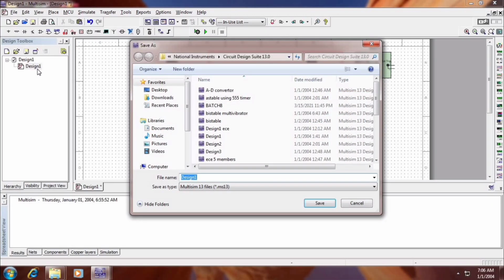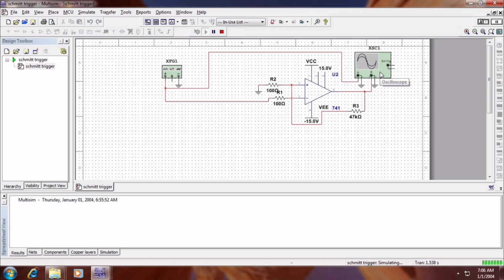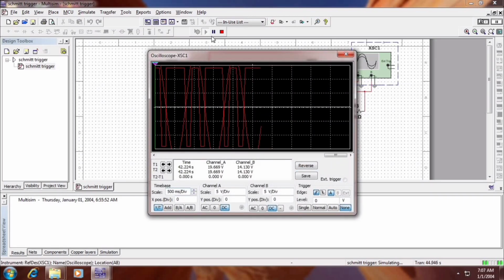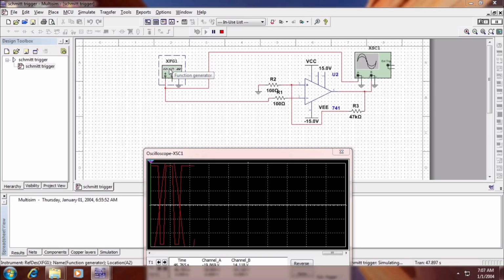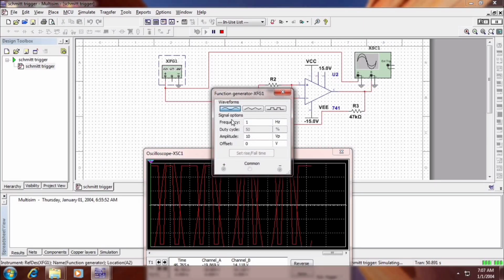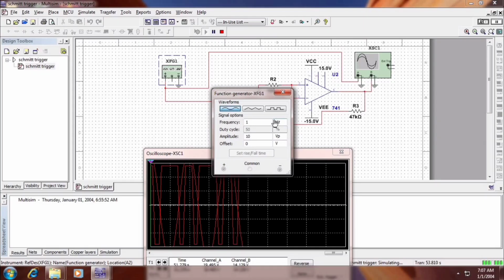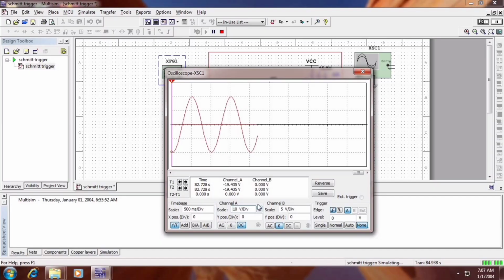Once you save and run, you get the output. So you can see I have obtained a sine and square wave. Okay, I'm just changing the scale of A, and if I make the channel B as 0, I'll get only the channel A output. If I make the channel A output as 0, I get the channel B output. Okay, so channel A is the sine wave and channel B is the square wave.